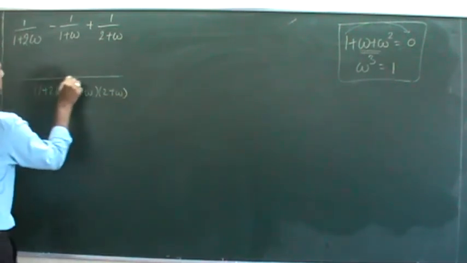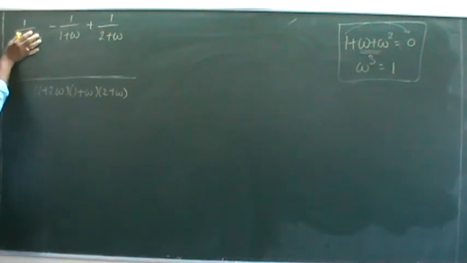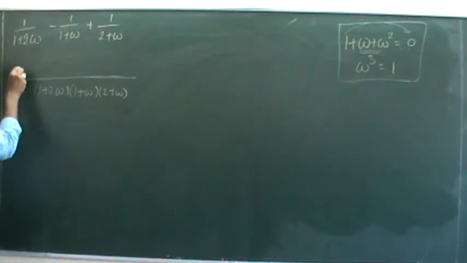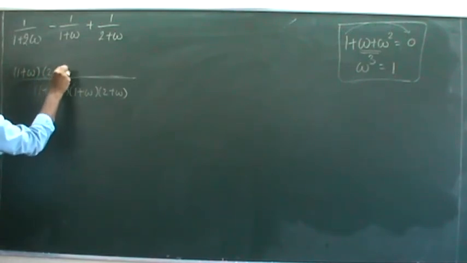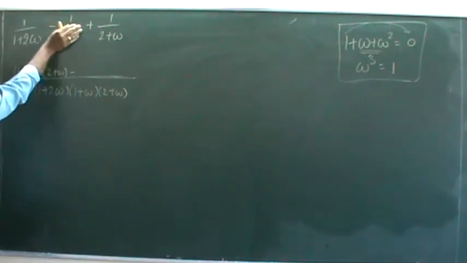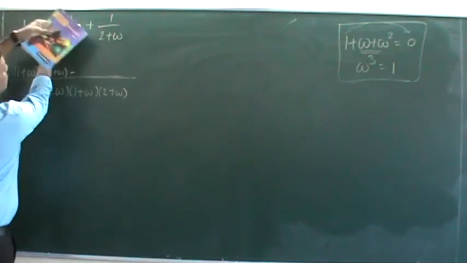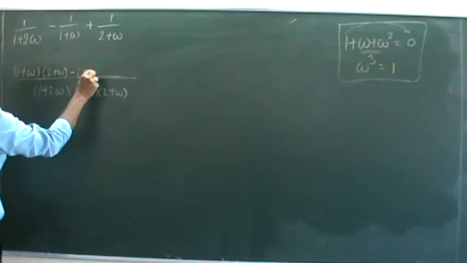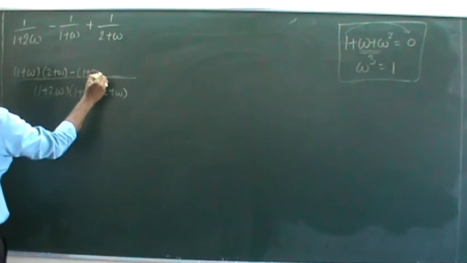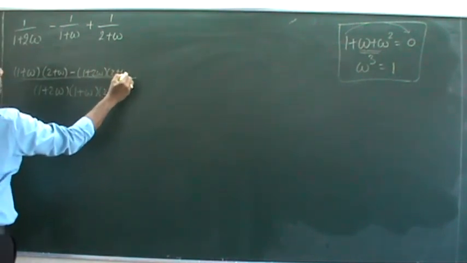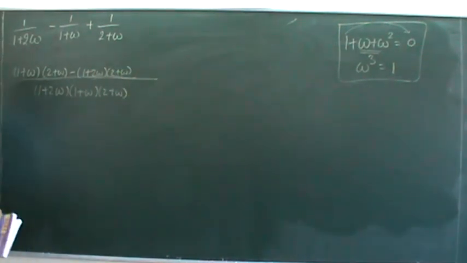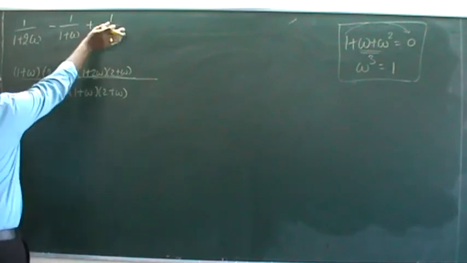LCM means we know it: except for the term we have in each fraction, we have to get the remaining two terms. What are the remaining two terms? For 1 by (1 plus ω), the remaining terms are (1 plus 2ω) and (2 plus ω). Except this one, these two terms we have to get. Next one, so if we write the next one, here 1 plus 2ω below.